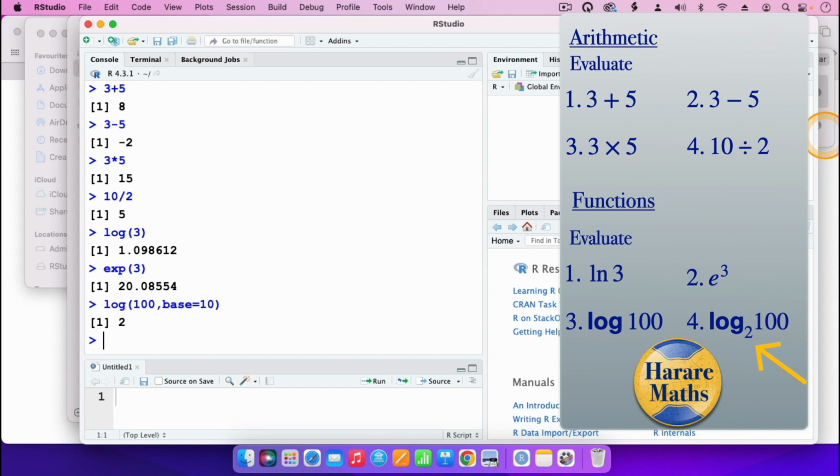And then for the last question, we are having the logarithm of 100 base 2. I can just press the up arrow, so that I just change here where we're having base 10, we're just saying base 2. And I'll press enter. So we have the logarithm of 100 base 2 is equal to 6.643856. So those are just some basic operations there.